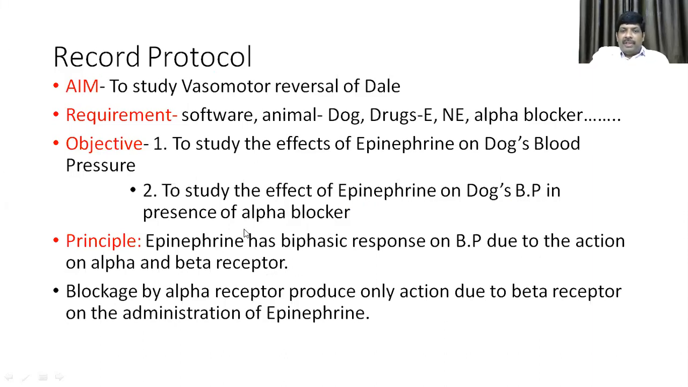What would be the principle? Epinephrine has a biphasic response on BP due to the action on alpha and beta receptors. Blockage of the alpha receptor produces only the action due to the beta receptor on administration of epinephrine.